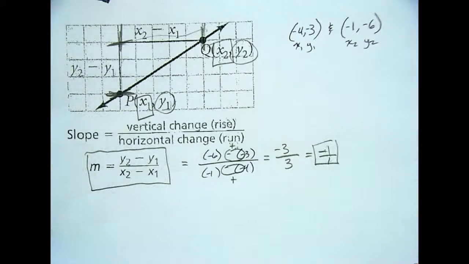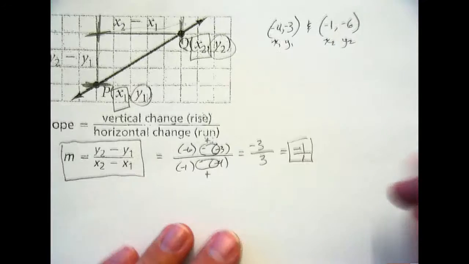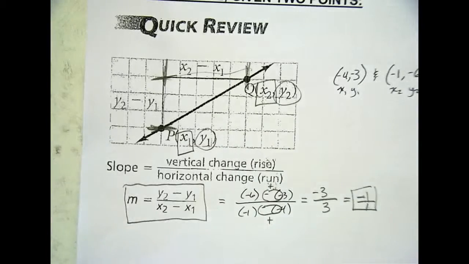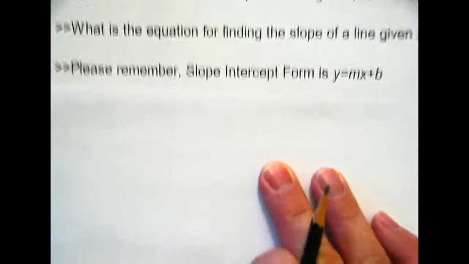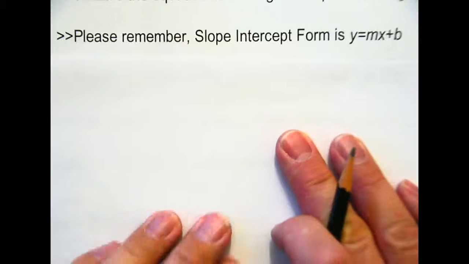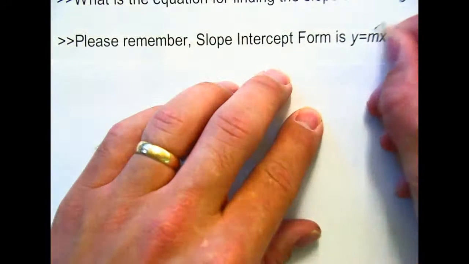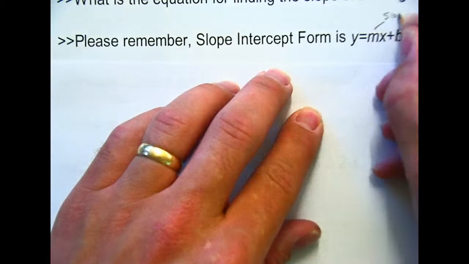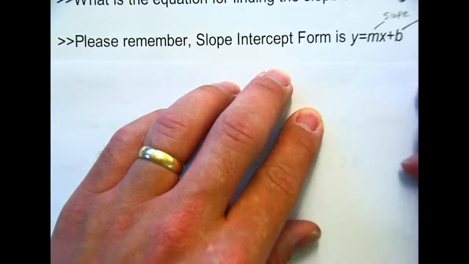So today, when we're dealing with slope, one of the reasons we use slope is so that we can use the formula y equals mx plus b. Remember, the slope-intercept form of an equation is y equals mx plus b, where m stands for, yeah, this is your slope. And b stands for? Y-intercept. Everyone tell your neighbor what a y-intercept is.